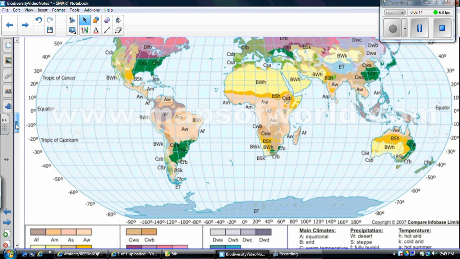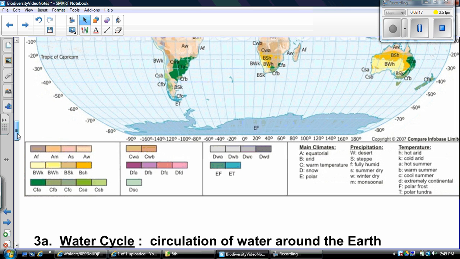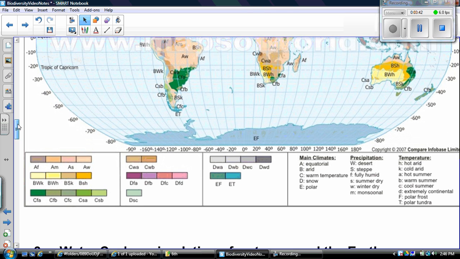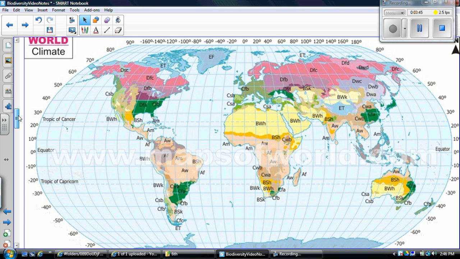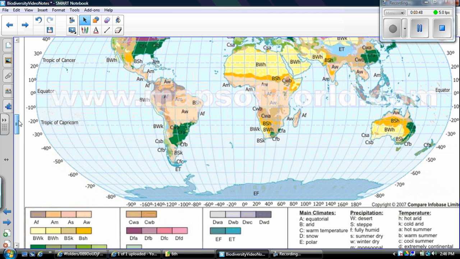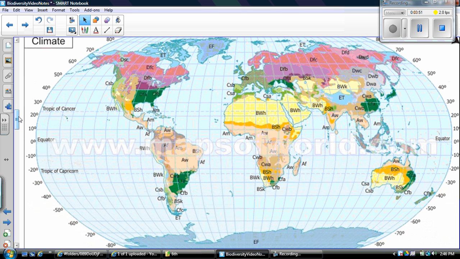We are located in a tan color, okay? So we are usually considered, let me find it. We are located at BSK. So we're an arid, which means dry. S, steppe, so we're at mountains. And K, cold and dry. So that's usually our average weather for a year. The type of climate is going to affect what type of populations are within each type of ecosystem.